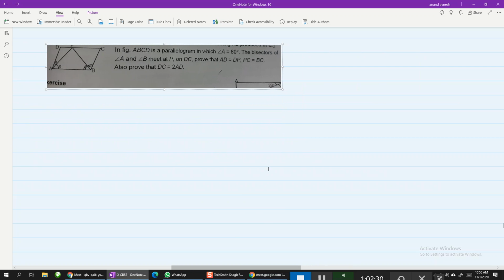Okay, so this is the doubt. Let's discuss this one. In figure ABCD is a parallelogram in which angle A is 80 degrees. The bisectors of angle A and B meet at P on DC. Prove that AD is equal to DP and PC is equal to BC. Also prove that DC is 2 times AD. I think we had done the same question in one of the videos, but no problem, we'll do it again. Let me draw the figure again clearly.